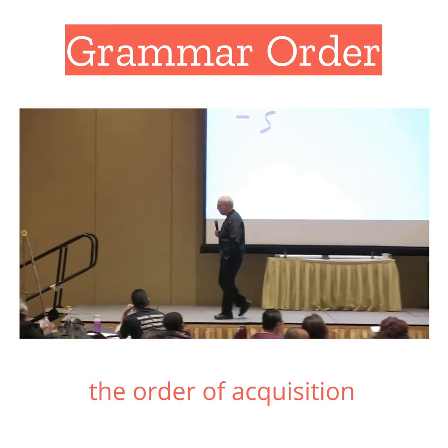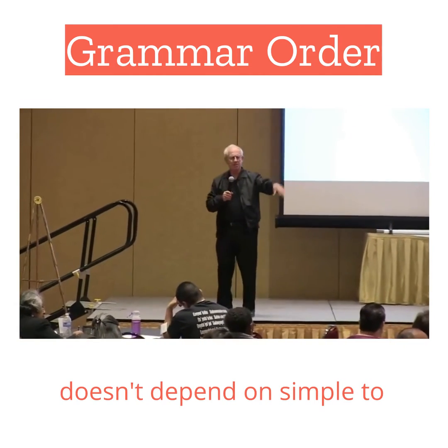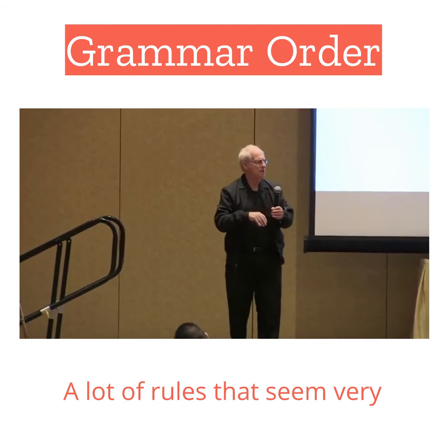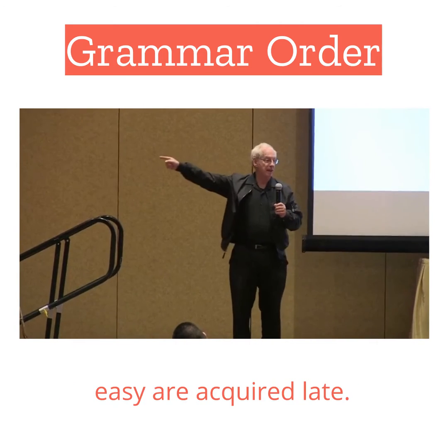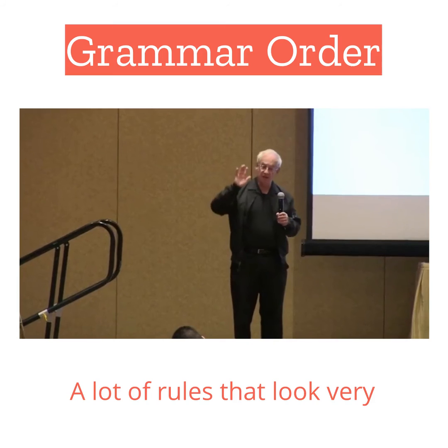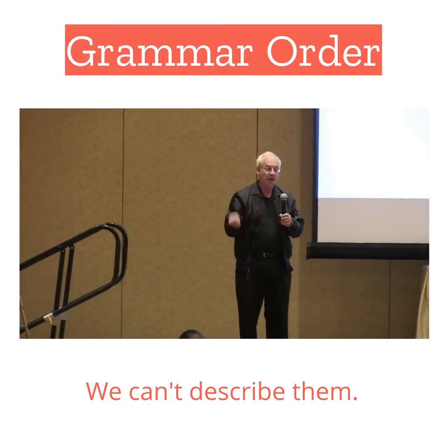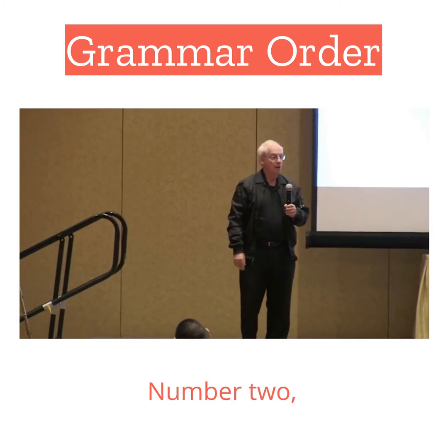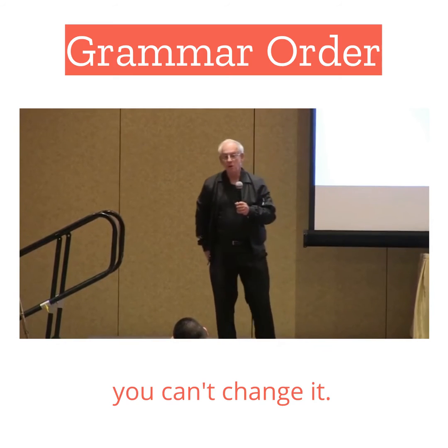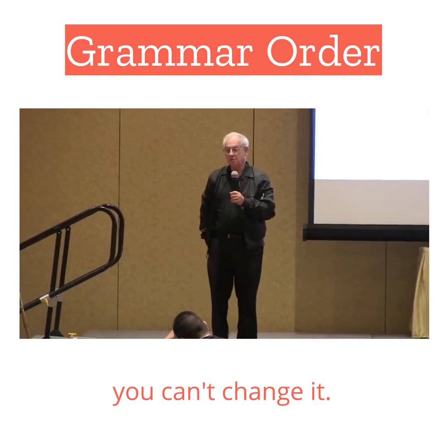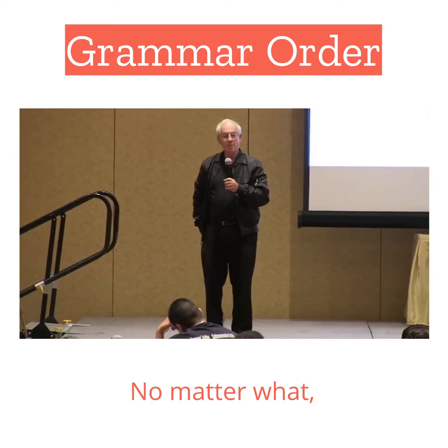First of all, the order of acquisition doesn't depend on simple to complicated. A lot of rules that seem very easy are acquired late. A lot of rules that look very complicated, we can't describe them, they come early. Number two, you can't change it, no matter what.